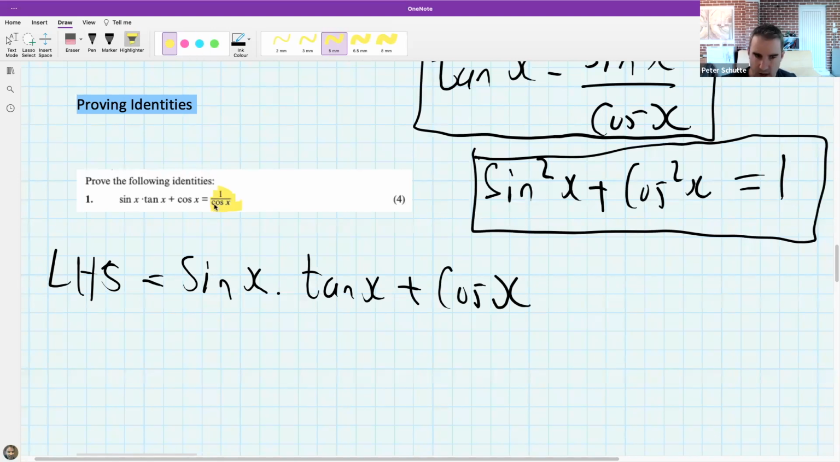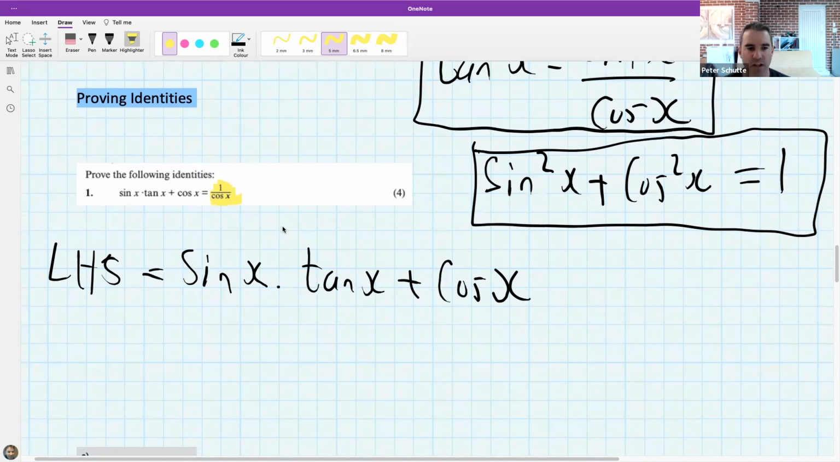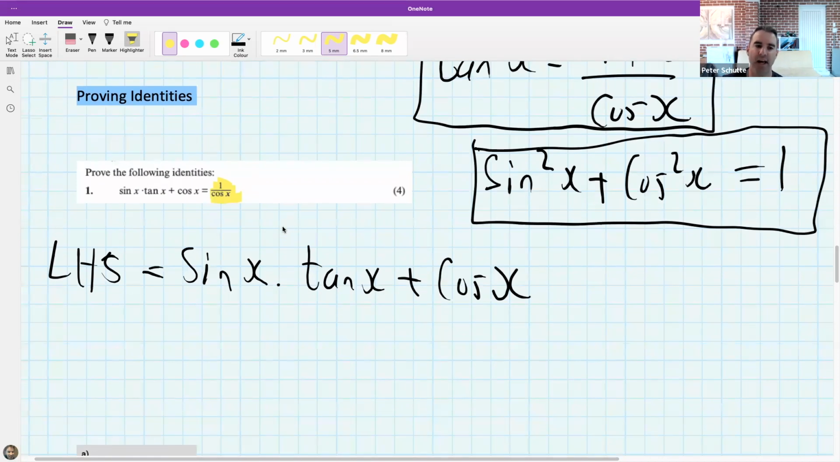But I want to give you 2 minutes to try and do it by yourself. I will take questions from students who are unsure, but just see if you can think about how you would begin to try and make the left-hand side look like the right-hand side, because then you've proved it. I'll give you some time.